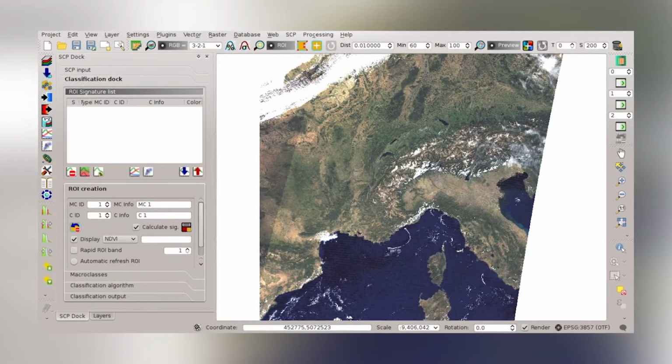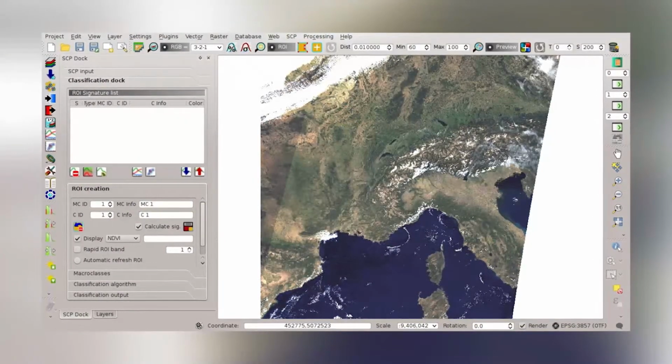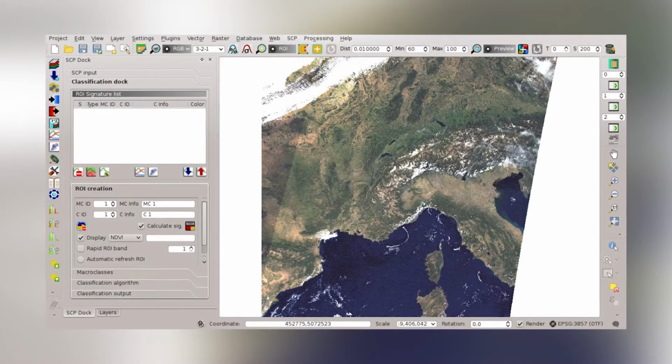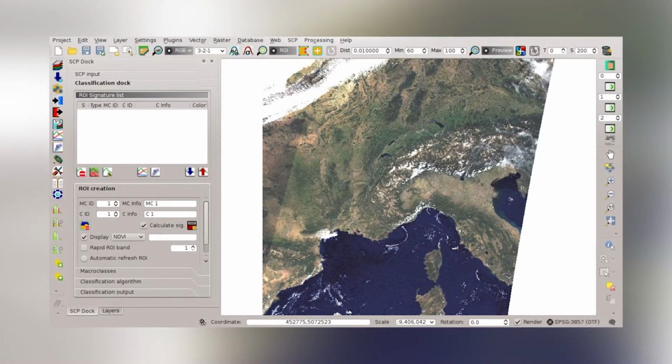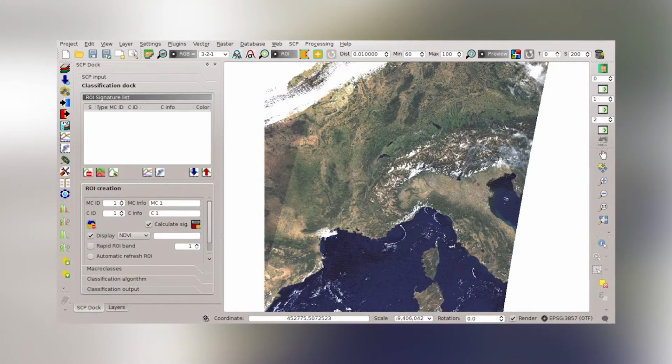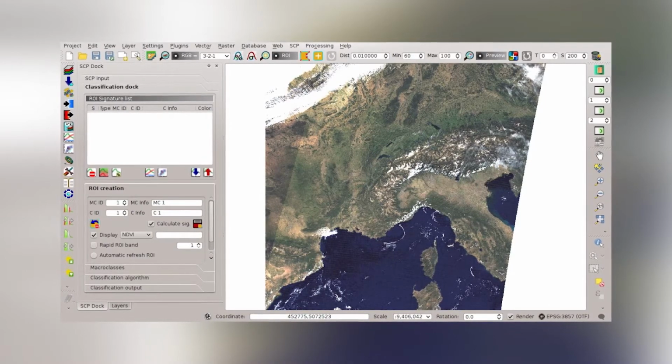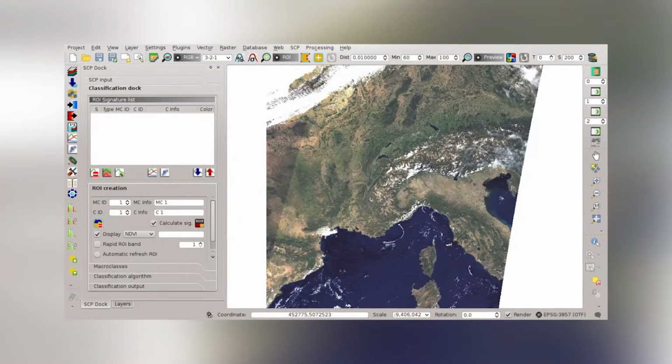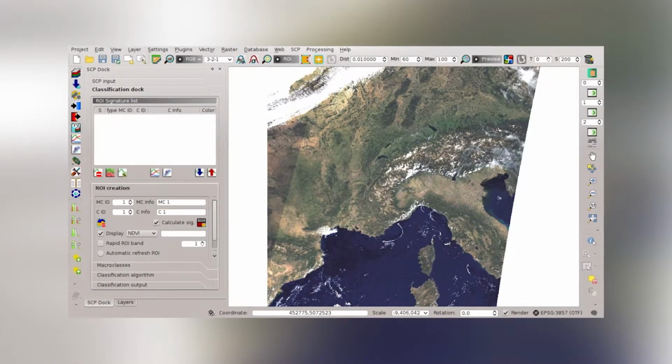Biophysical data derived from sensors such as MODIS, that is Moderate Resolution Imaging Spectroradiometer, has become main input to global scale biophysical models to study carbon dynamics and ecosystems.